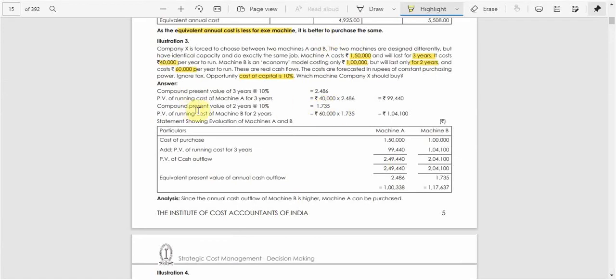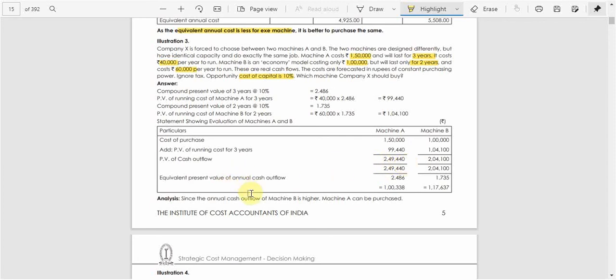Right. So the present value of running the cost of machine is 40,000 into 2.486. So it comes to 99,440. So we need to add these to get the present value of cash outflow. So when we add this 1.5 lakhs to 99,440, it comes to around 2,49,440.